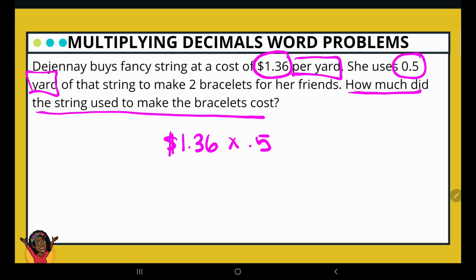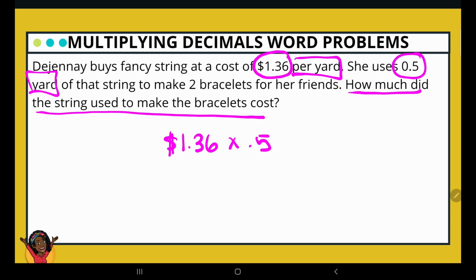Now, some of you may have been saying, why didn't we divide? We could have used division here, but if we divided, we wouldn't divide by 0.5. We would need to say to ourselves, okay, if she used half of it, then she's splitting it into 2 pieces. So we would divide 1.36 by 2 if we're going to use division in this scenario. But since we're using multiplication, we can use the concept of 0.5 representing half of the string that was used. So let's go ahead and set up our multiplication problem.